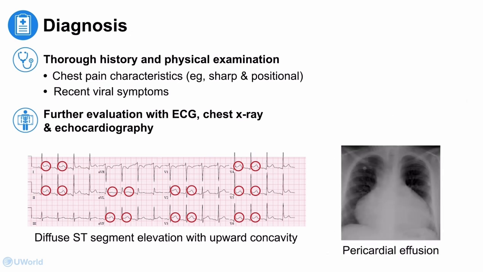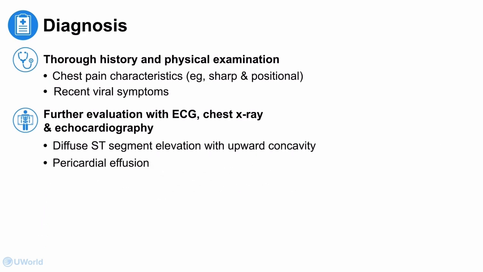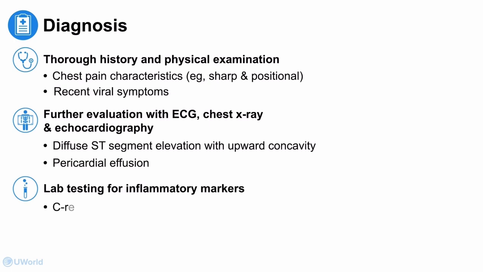Chest X-ray findings are often unremarkable, but may show cardiomegaly if significant pericardial effusion is present. Echocardiography is more useful for detecting small pericardial effusions, the presence of which can help confirm the diagnosis. Because pericarditis is an inflammatory process, patients often also undergo laboratory testing for inflammatory markers such as C-reactive protein and erythrocyte sedimentation rate, which are typically elevated.